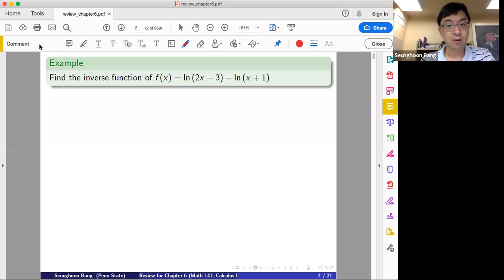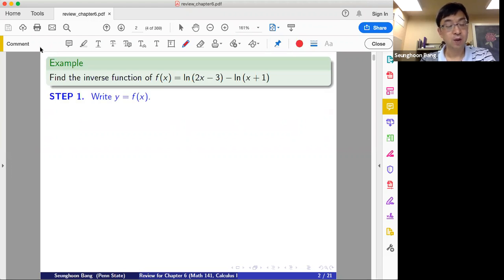Let's think about this problem. Find the inverse function of f of x equals ln of 2x minus 3 minus ln of x plus 1. How can you find the inverse function algebraically? Usually we follow the 3 steps.